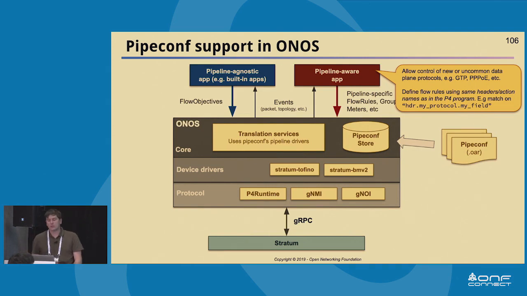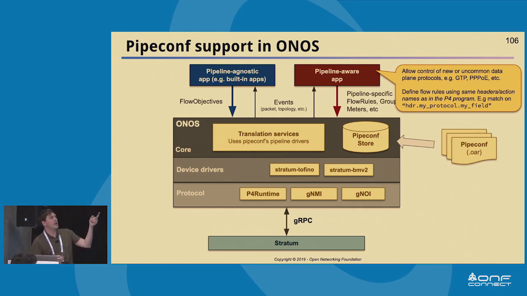So when you put everything together in the ONOS architecture, that's what it looks like. You have Pipeconf that can be made available to ONOS using a Pipeconf store. At the bottom, you have your Stratum devices supporting APIs like P4Runtime, gNMI, and gNOI. On top, we can have two different types of application: pipeline-aware application and pipeline-agnostic application. By pipeline-aware application, again, we mean applications that are aware of the specific pipeline.